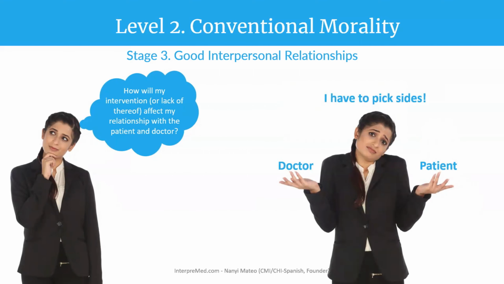So the interpreter picks a side. If one side is right, the other one is wrong. For example, if the interpreter sides with the doctor, they believe the patient should have advocated for themselves. And if they side with the patient, they believe the provider is wrong for attempting to communicate in a language they are not fully proficient in.